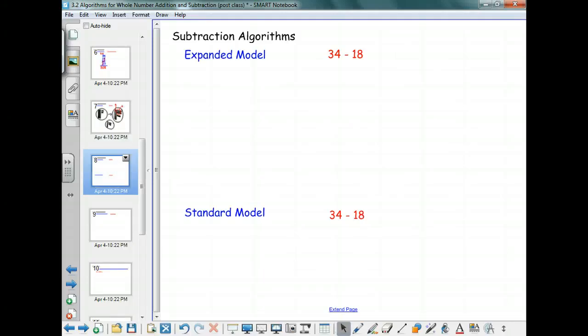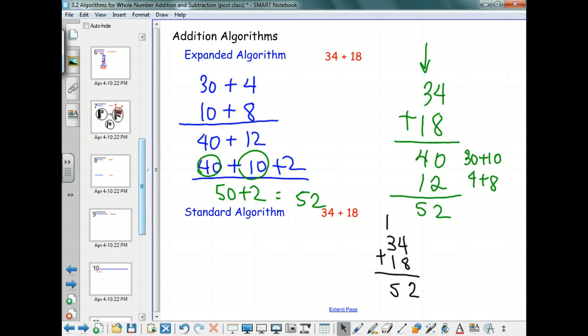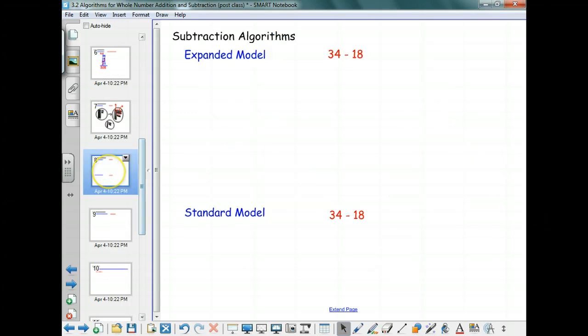This is the expanded model and the standard model, which we saw again with addition. So this is not that much different. Let me go back up here so you can see what they looked like. The expanded model for addition looked like taking, for instance, the number 34 and writing it as 30 plus 4, the number 18 and writing it as 10 plus 8, and then actually combining these in their values together. We're going to do the same thing. And then the standard algorithm, of course, you've seen before. So let's do the expanded algorithm.